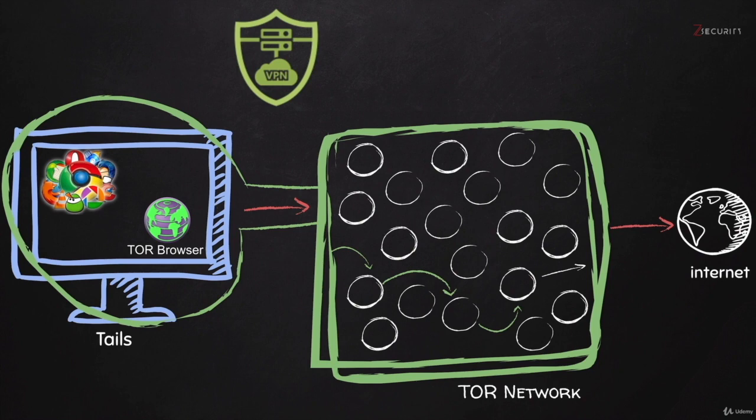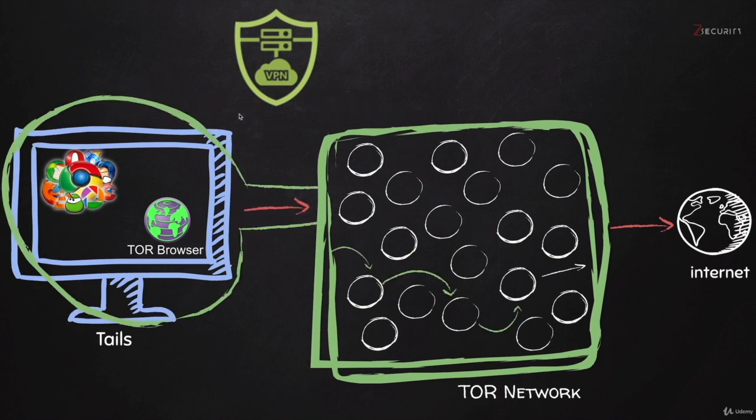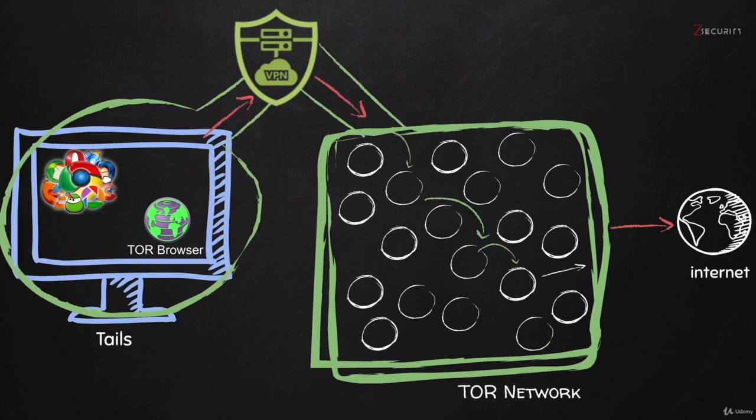Therefore, we need to first configure the firewall in Tails to redirect all data to the VPN provider instead of redirecting it to the Tor network. So we'll configure it to redirect all data through the VPN provider, and then from the VPN provider, data is going to go to the Tor network.